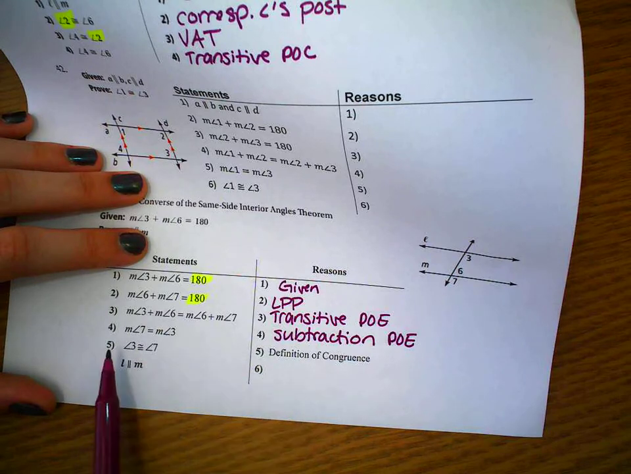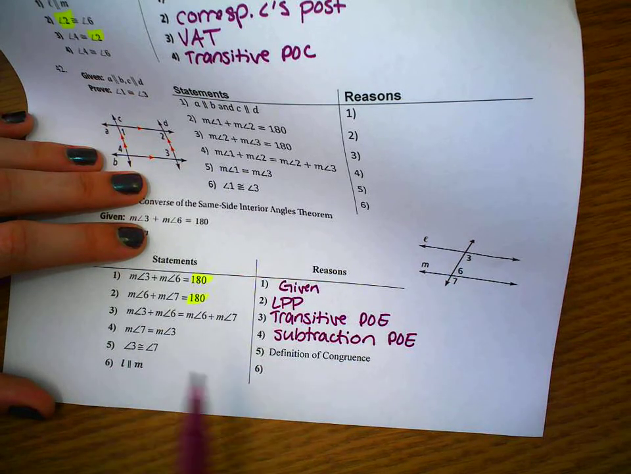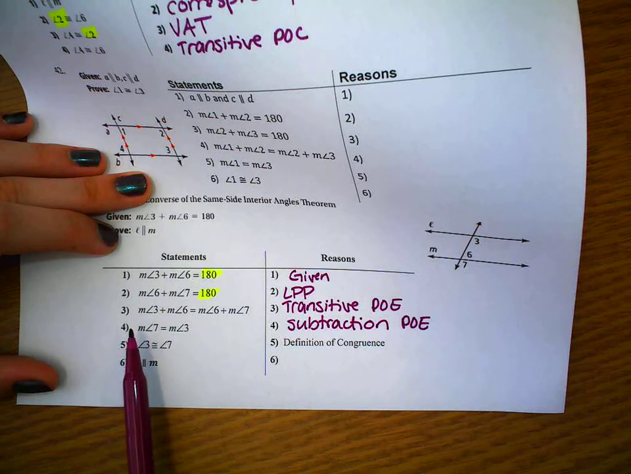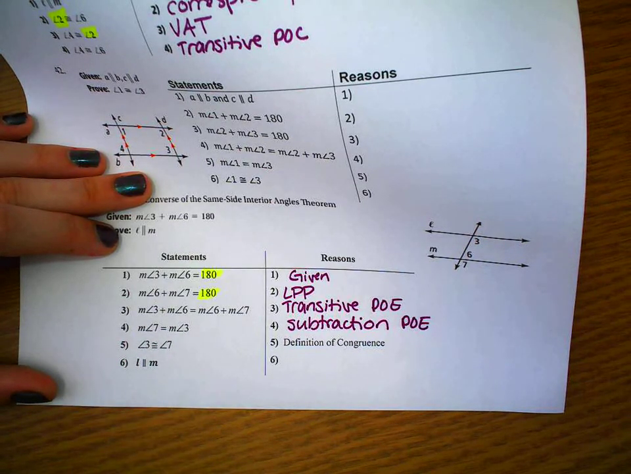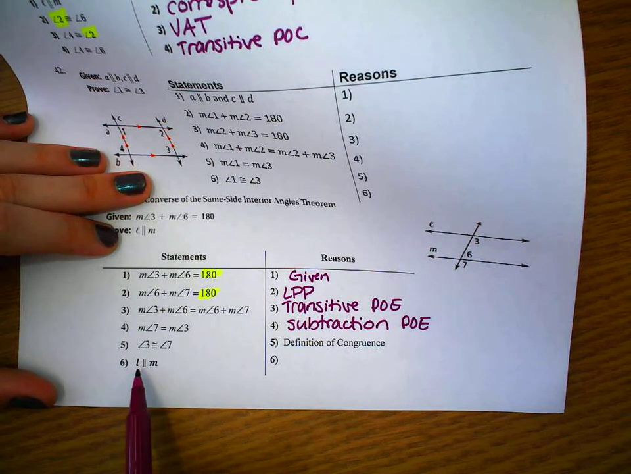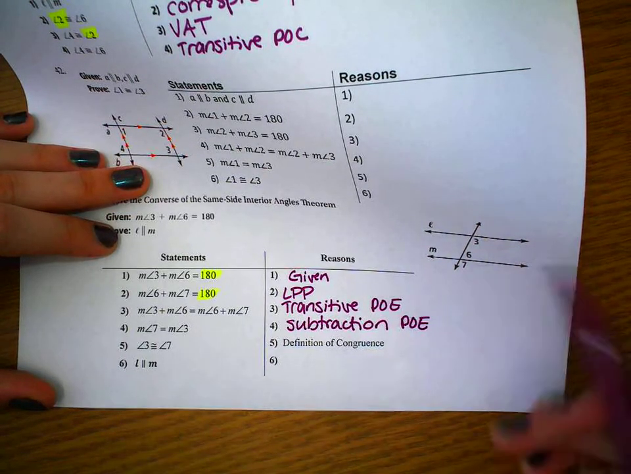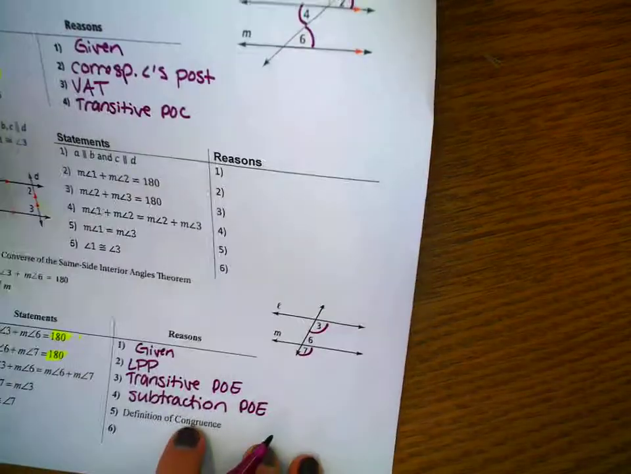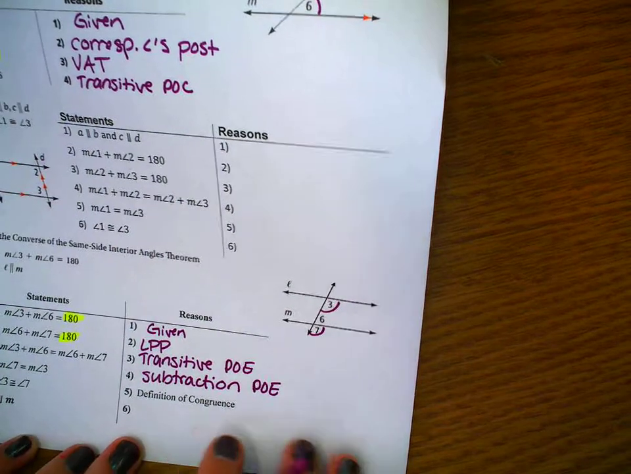The next step is filled in, statement and reason. I go and say that angle 3 is congruent to angle 7. This is the definition of congruence at work, going from the measures of the angles being equal to the angles themselves being congruent. And then my last statement says, now I have 3 and 7. I know that angle 3 is congruent to angle 7. I have congruent corresponding angles.